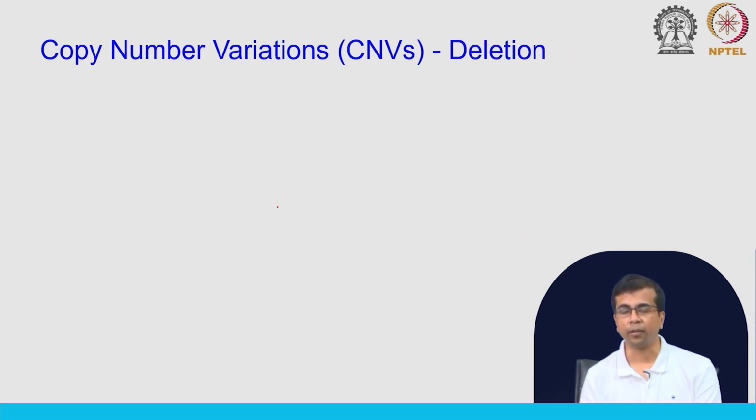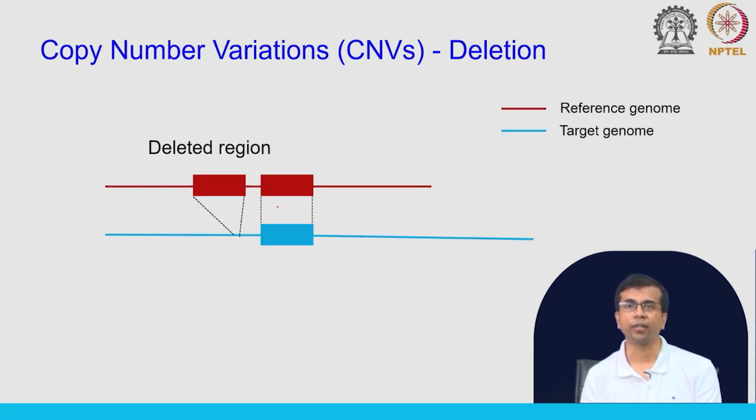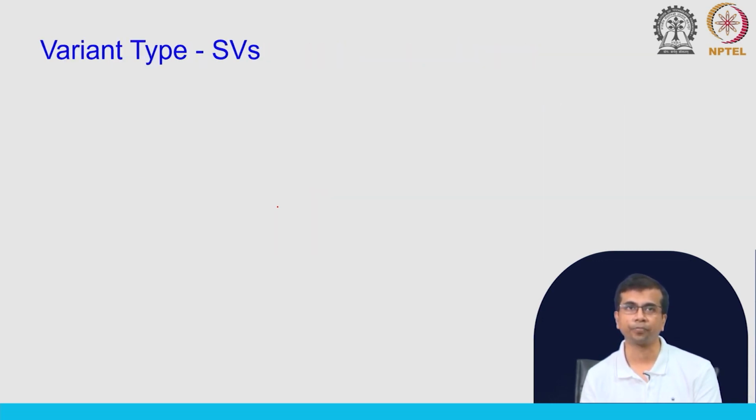Deletion you can probably guess, right. So, let us imagine you had these 2 regions, right. So, 2 copies of the same gene that was present in the reference genome, but 1 copy is missing in the target genome, right. So, this actually is deleted, 1 copy is deleted. So, you are left with just 1 copy in the target genome. Okay. So, this is what we will call deletion. Again, this can happen for a single gene, or it could be multiple segments that are deleted.